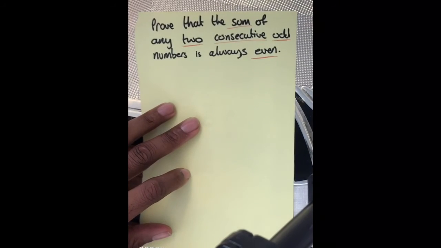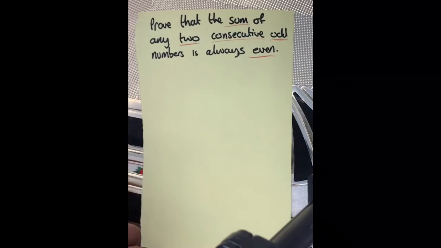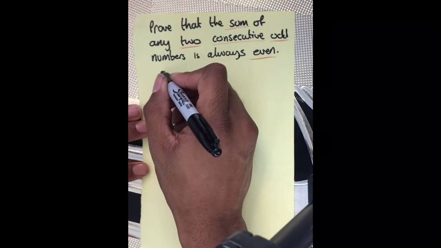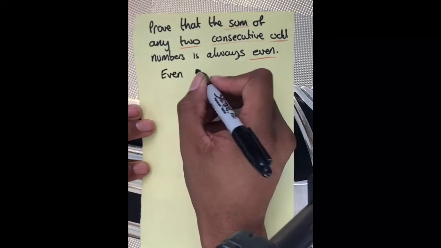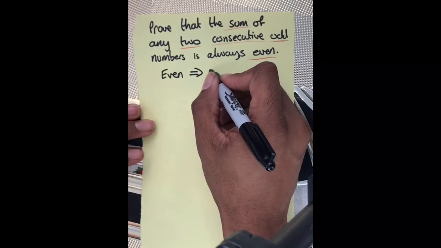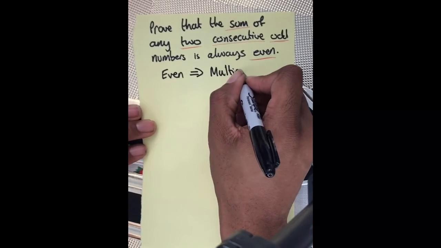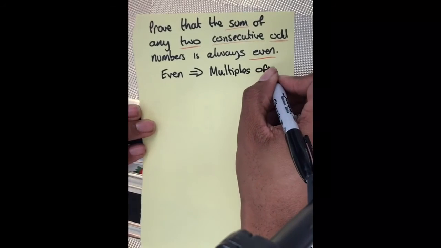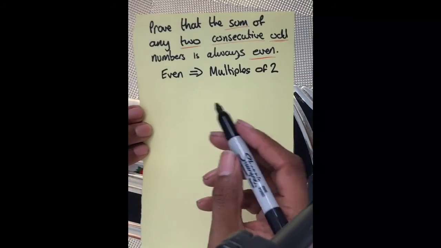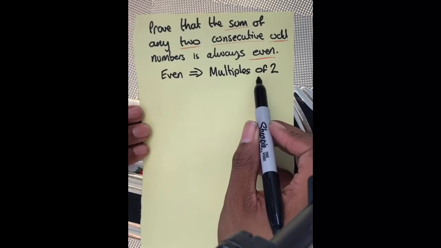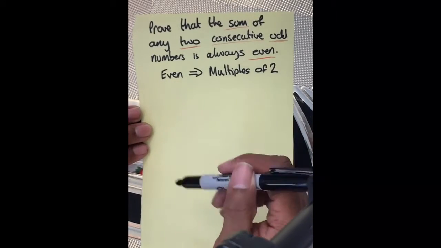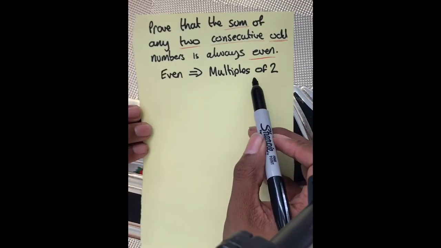But I can't just choose numbers, because that's not proving it. That's just showing that it works in some situations. I need to prove that it works in all situations. So the first thing I need to do is set up the situation so it works. Alright, so we know that even numbers are multiples of 2, in the 2 times table. So we need to remember that our answer needs to show this. Okay, folks? So remember, no point doing all this work if our answer doesn't show this.